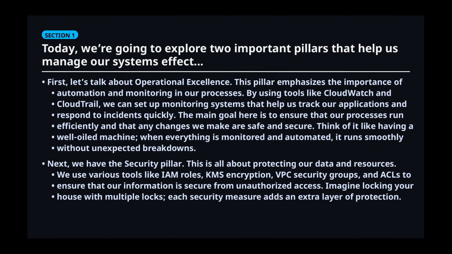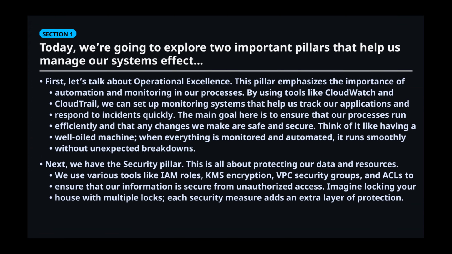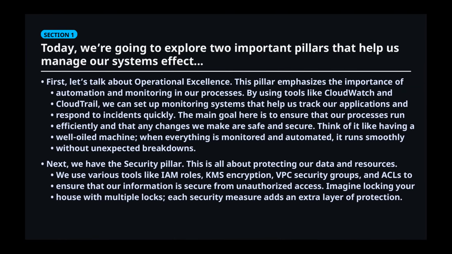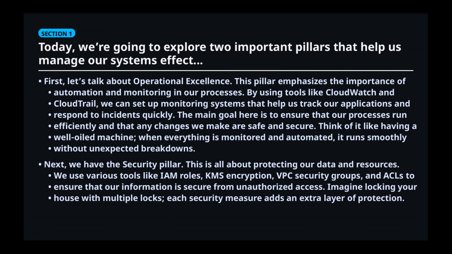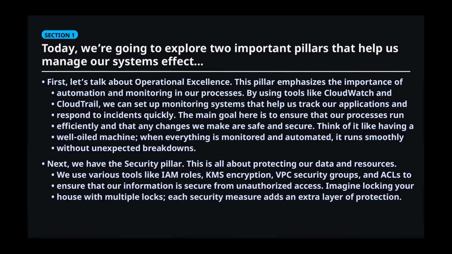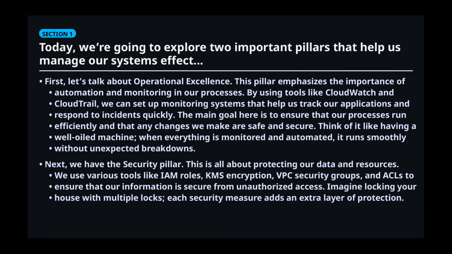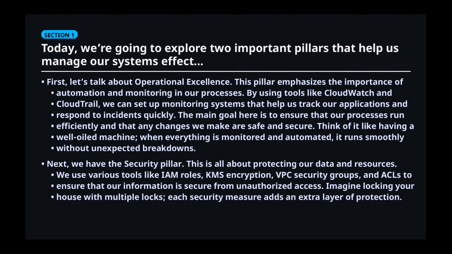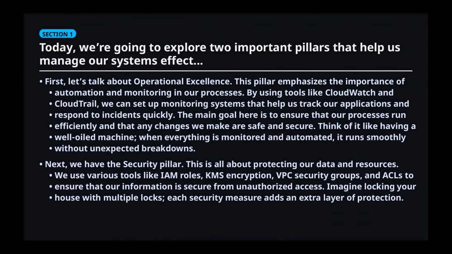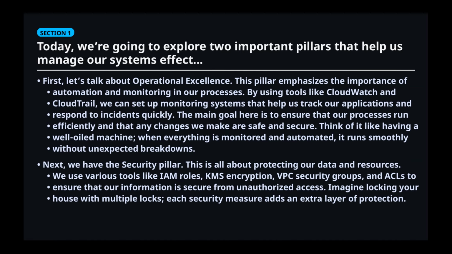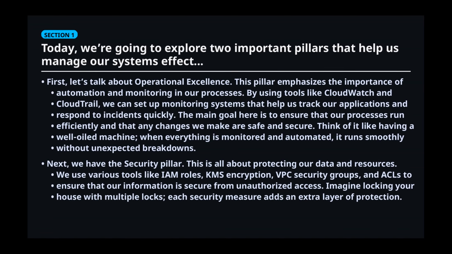First, let's talk about operational excellence. This pillar emphasizes the importance of automation and monitoring in our processes. By using tools like CloudWatch and CloudTrail, we can set up monitoring systems that help us track our applications and respond to incidents quickly. The main goal here is to ensure that our processes run efficiently and that any changes we make are safe and secure. Think of it like having a well-oiled machine. When everything is monitored and automated, it runs smoothly without unexpected breakdowns.